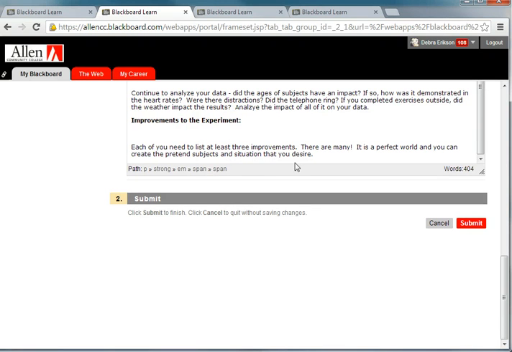Finally, everybody needs to list at least 3 improvements, and there are many. And I'm not going to put you an example here because it's a pretend world. It's a perfect world. You can hire a nurse to take the pulse rate, so we know it's done precisely exactly the same every time. That adds more validity to those measured numbers we have in there.